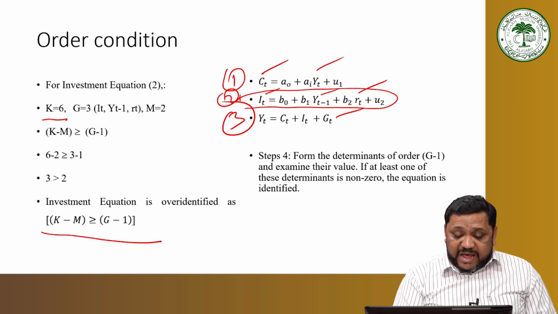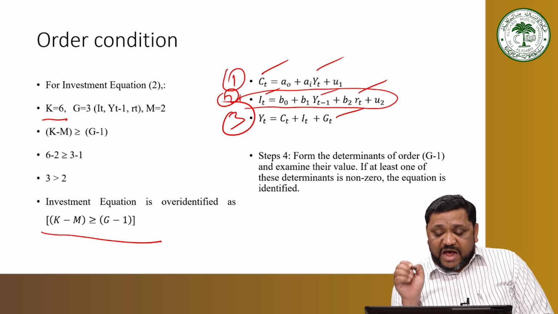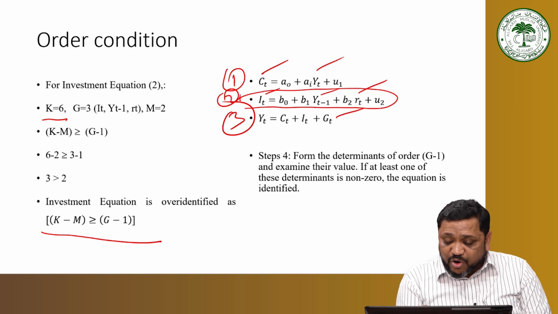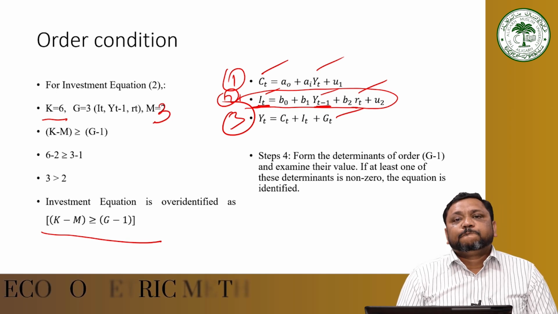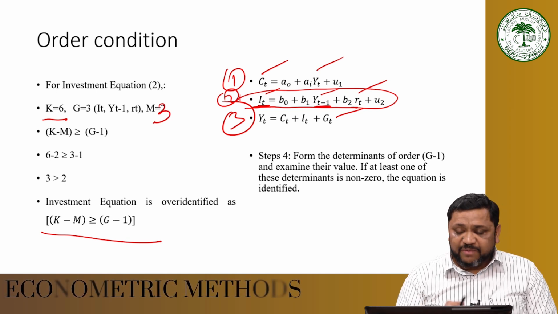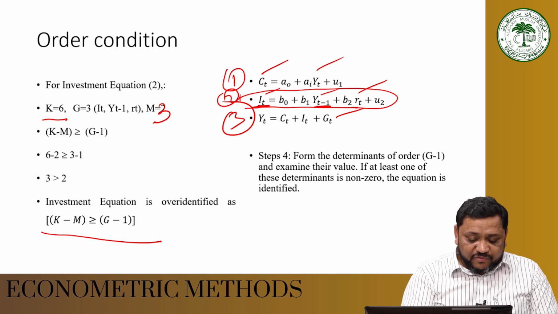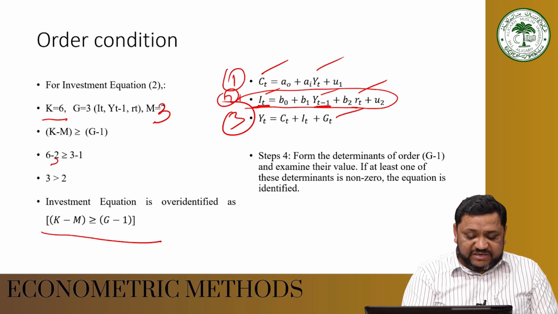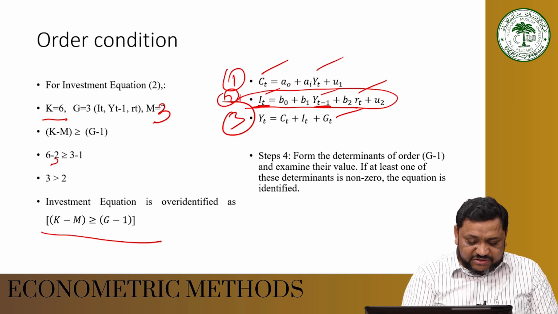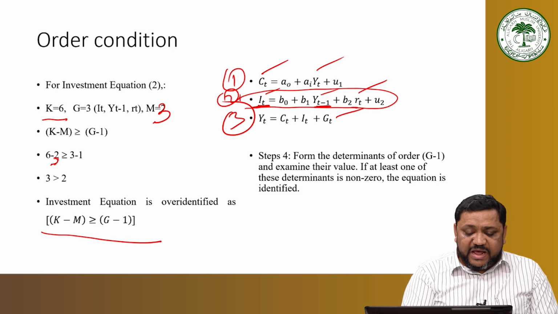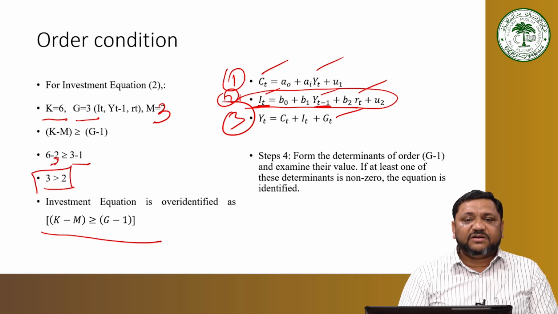And M, how many variables are there in the model of estimation? 1, 2, 3. So there is a correction over here. M is equal to 3. G is also equal to 3. So we have K minus M, that is 6 minus 3, which is equal to 3, and on the other side it is 3 minus 1. So we have 3 is greater than 2.